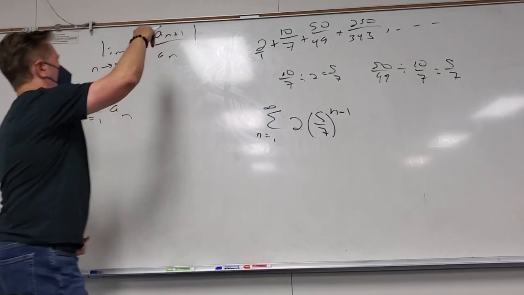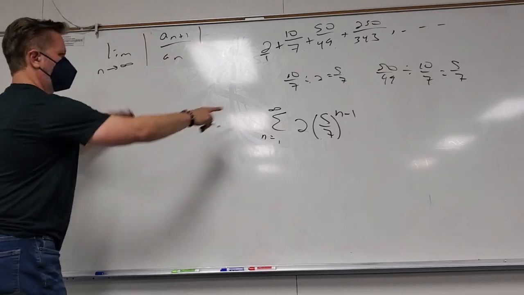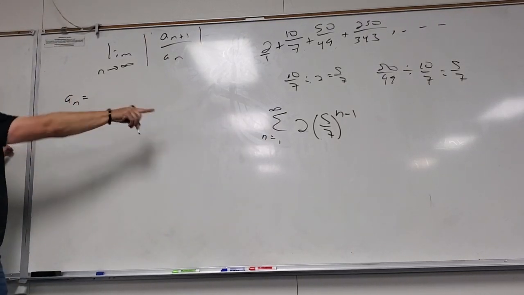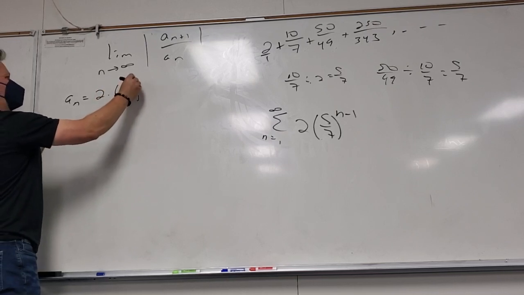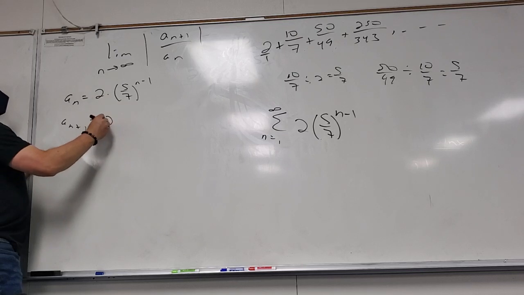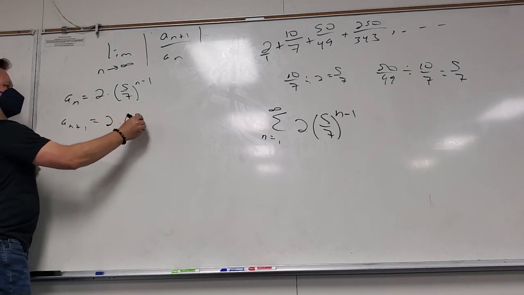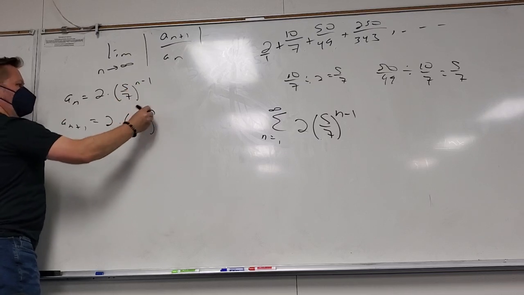So let's try this with that. So a_n is that: 2 times 5/7 to the n minus 1. What was a_(n+1)? 2 times 5/7 to the n plus 1 minus 1, which is n. Okay.